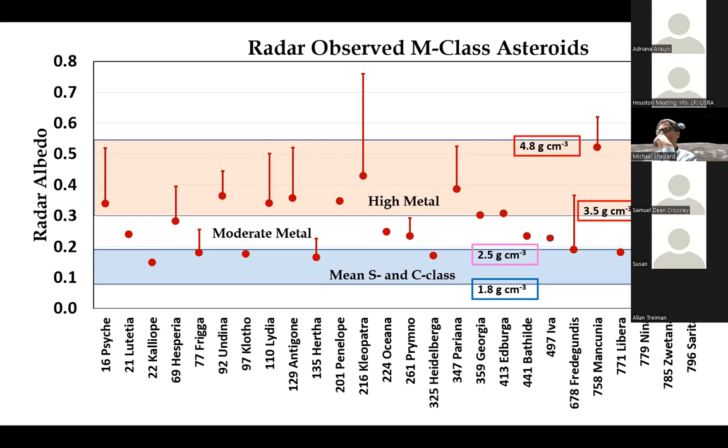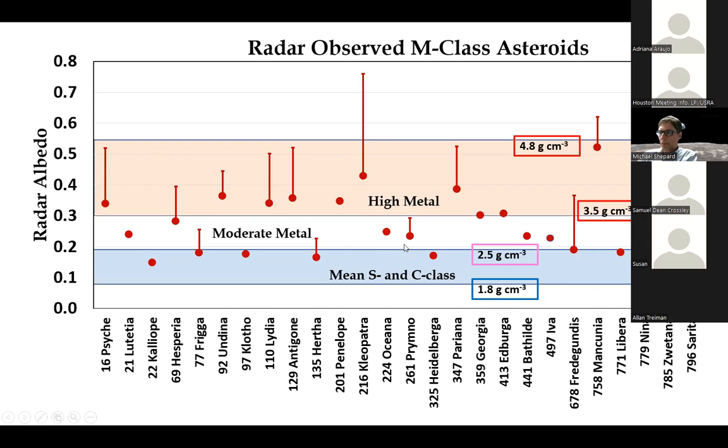Then what I'm calling high metal, that's the blue region there, shown down here with the mean S and C. This peach colored region is where we find the bulk of the M-class asteroids, and I'm referring to it as high metal. It's an inference, but I think it's a reasonable one. And this region in between is kind of a no man's land between the S and the M classes, what I'm calling moderate metal.